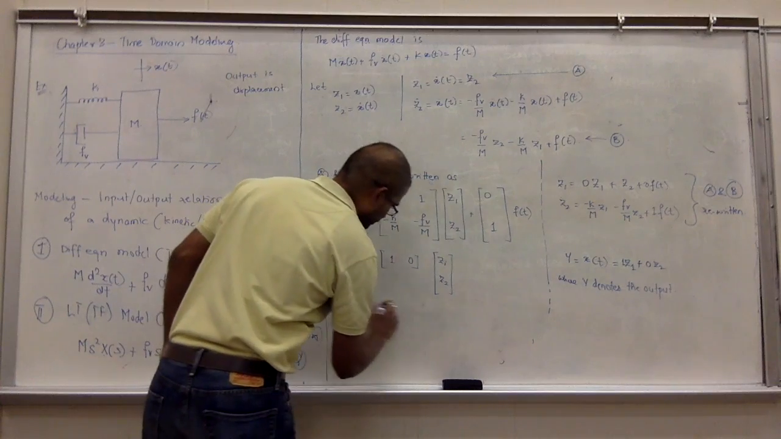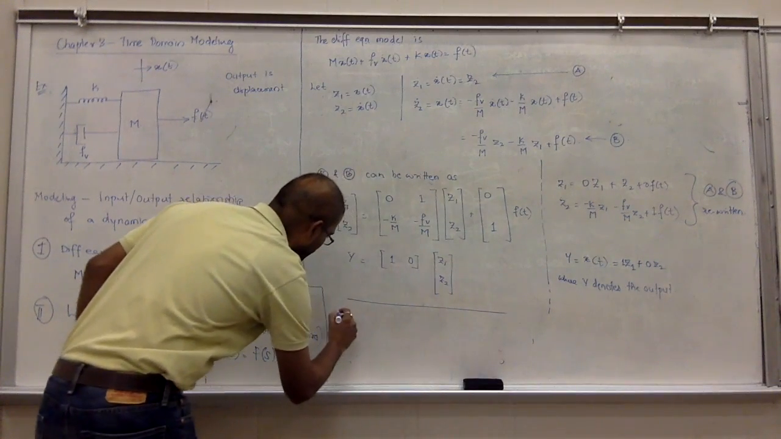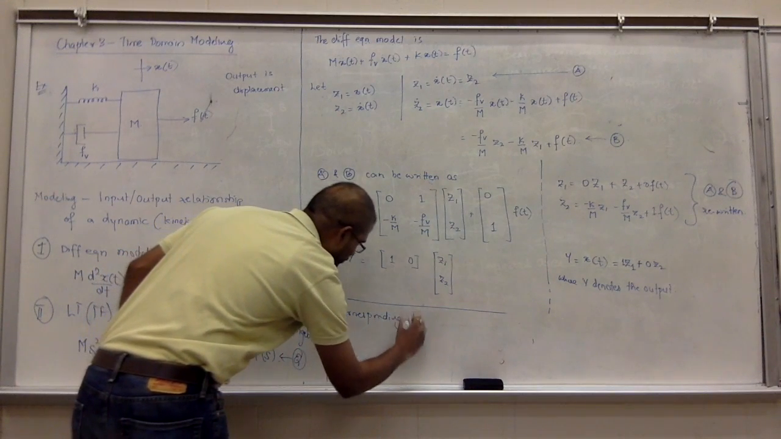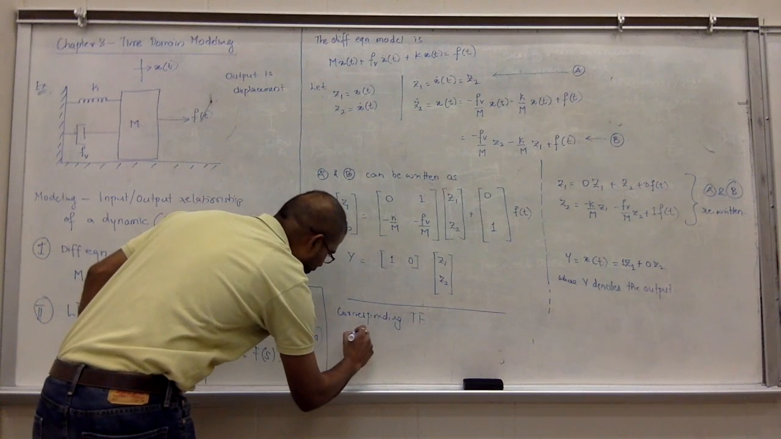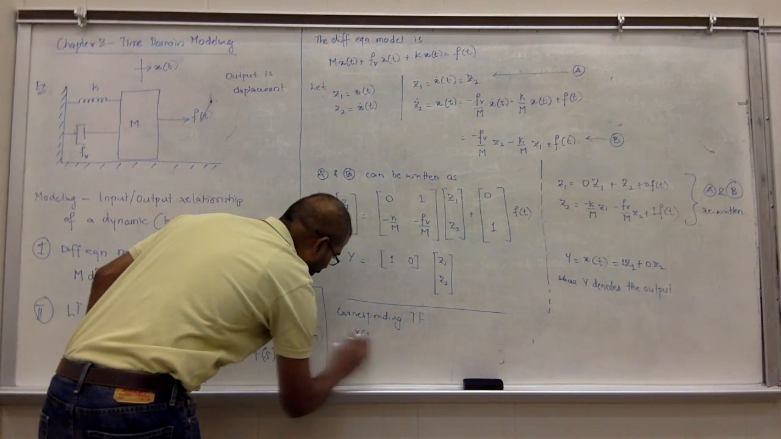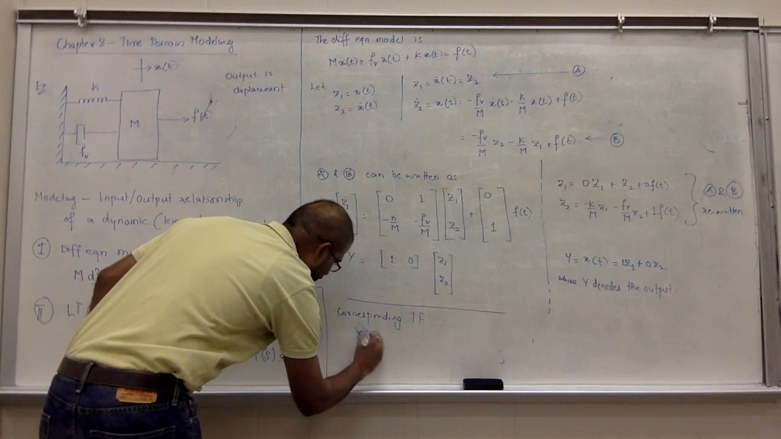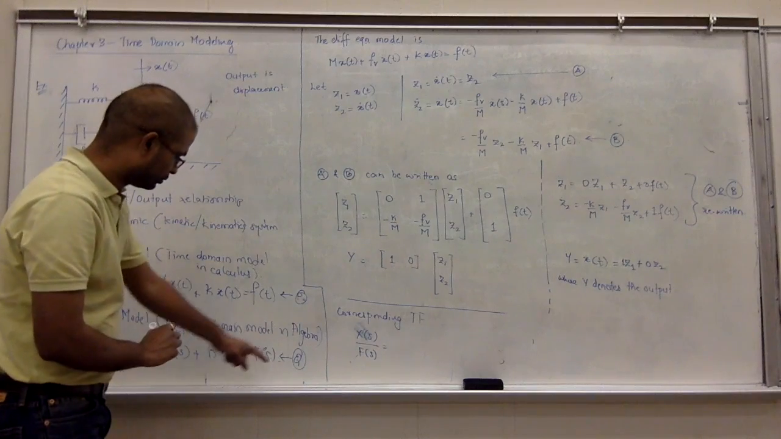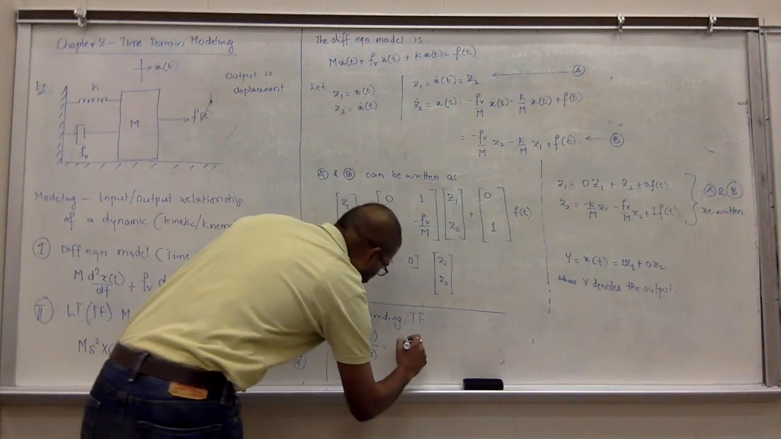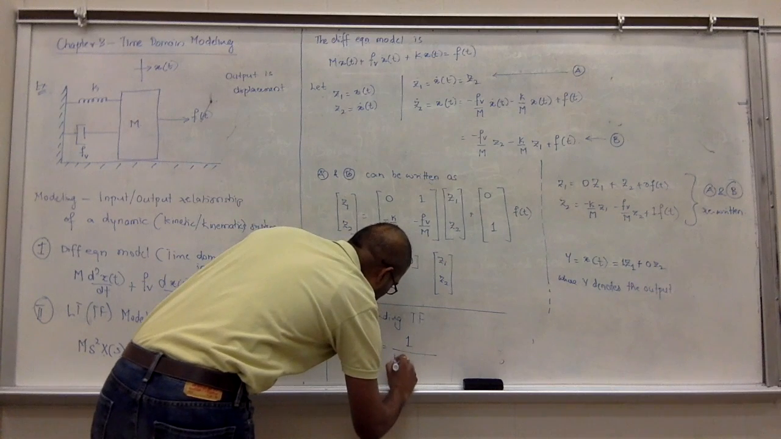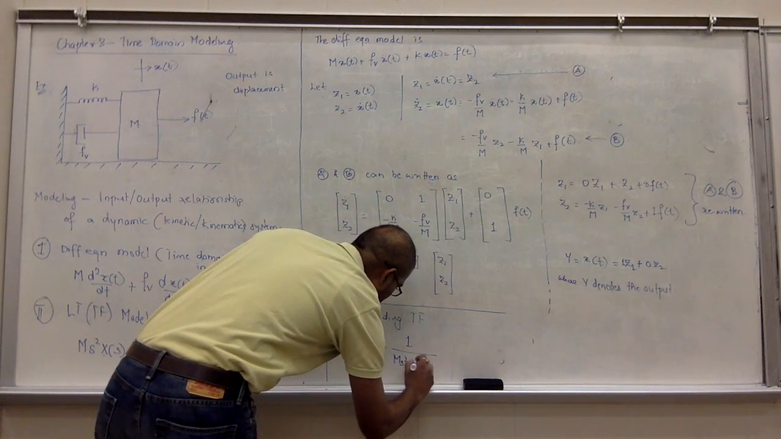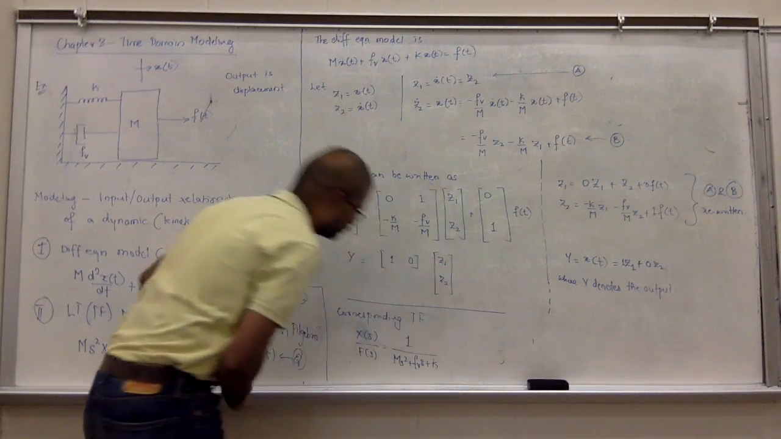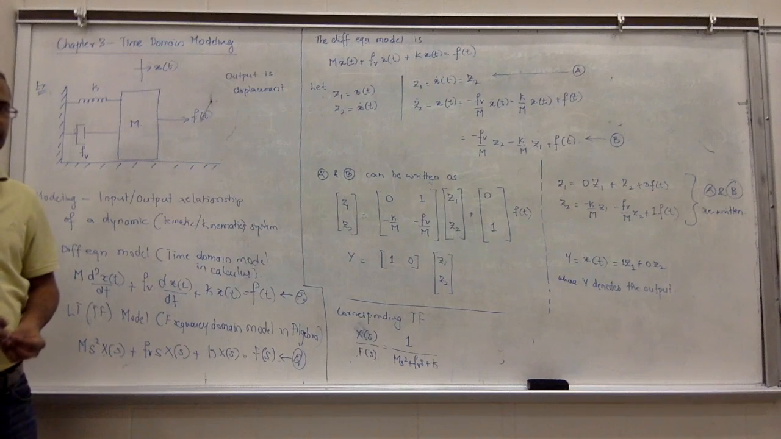Just think about this. Corresponding transfer function is x of s divided by f of s equal to 1 over ms squared plus fbs plus a. Correct?